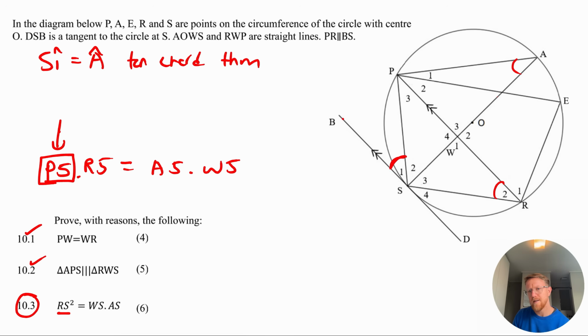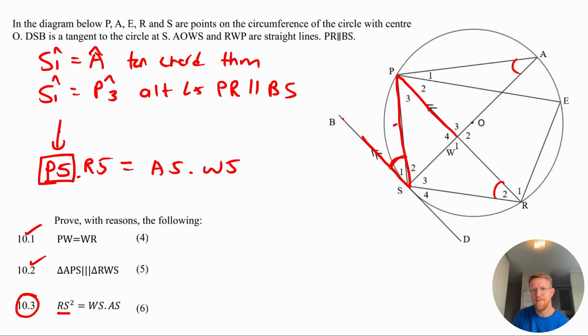So now we've got that. And then we know that these lines are parallel, and so angle S1 is the same as angle P3, and that's because of alternating angles. Why? Because PR is parallel to BD or BS. Okay, so we can now say that these two angles are the same. So therefore angle P3 is the same as angle R2.